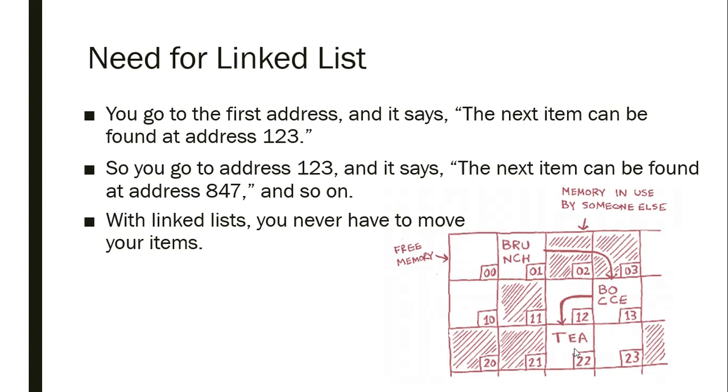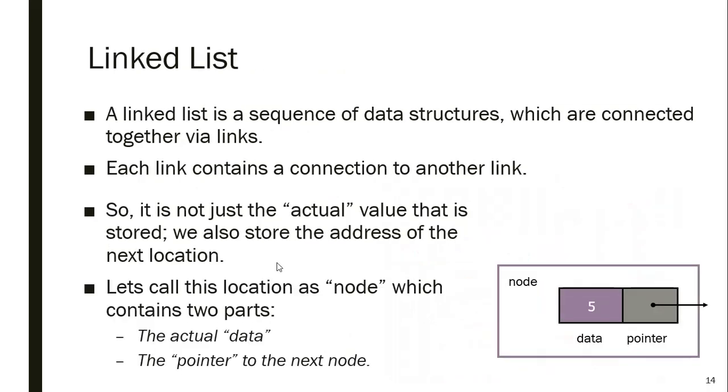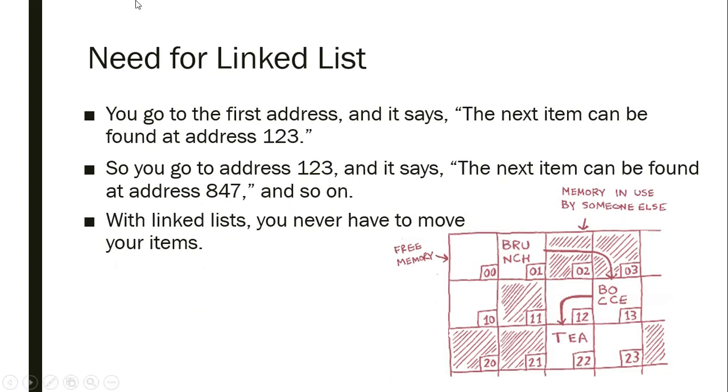So first you go to the address, and it says the next can be found at 1, 2, 3, and when you go to address 1, 2, 3, it says the next can be found at 8, 4, 5, 8, 5, 6, whatever you know. So with linked list, we do not need to move our item even once. Now I told you that this one slot doesn't only contain the value that is stored, it also contains the address. So it means this slot will be consuming in fact 2 slots of memory.